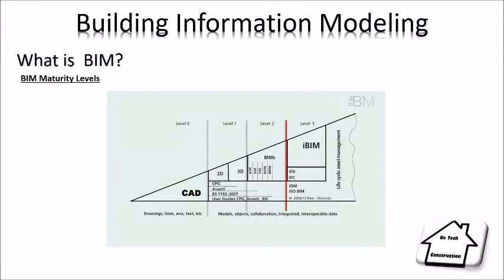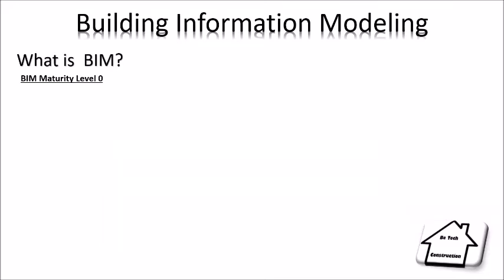What is BIM? Today we're going to be continuing with the BIM Maturity Levels. This is the diagram that's often associated with the BIM Maturity Levels. Take some time to take a look at that if you wish. So BIM Maturity Level 0. This is unmanaged 2D CAD and exchanges paper-based or electronic, so it could be PDF via email.